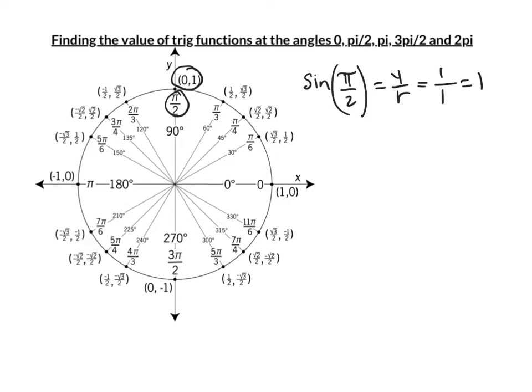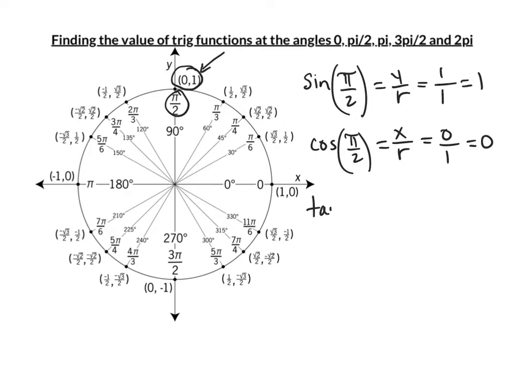The cosine of pi over 2, cosine is x over r, and in the unit circle, r is 1. And at pi over 2, we look at the ordered pair, and we see that x is 0. So the cosine of pi over 2 is 0 over 1, which is 0.